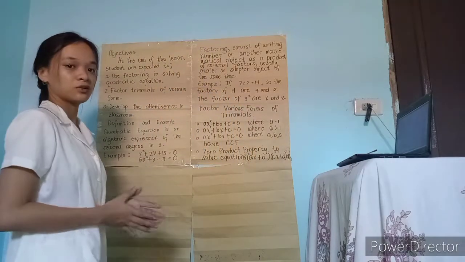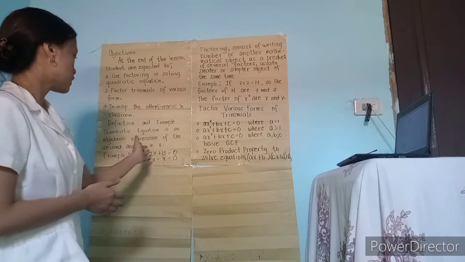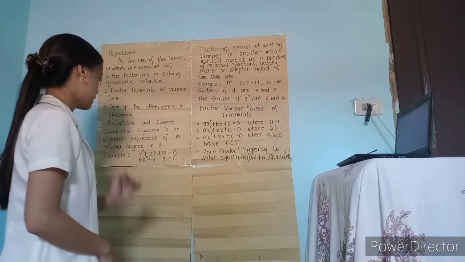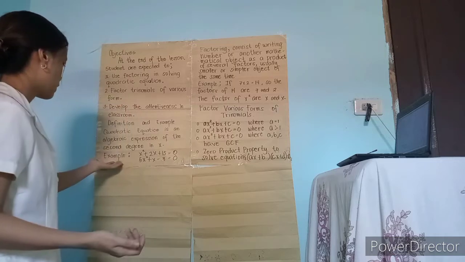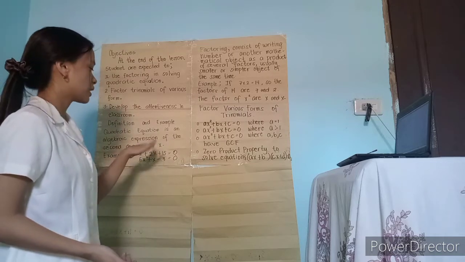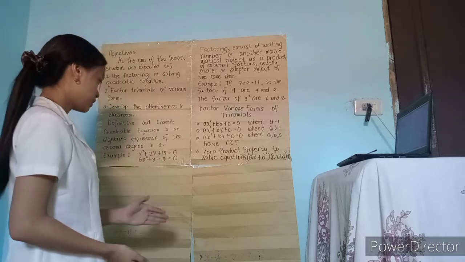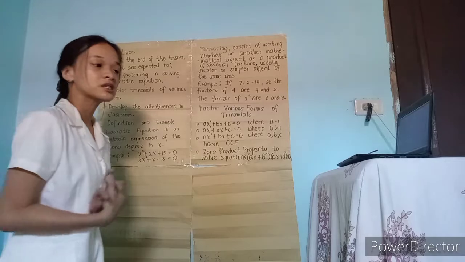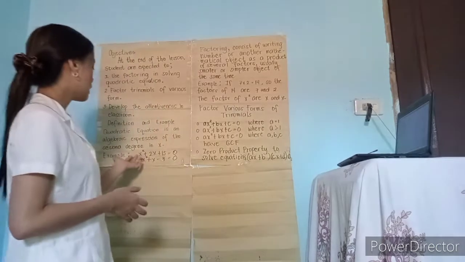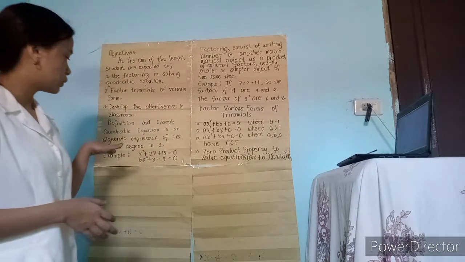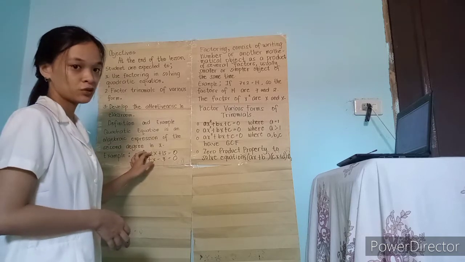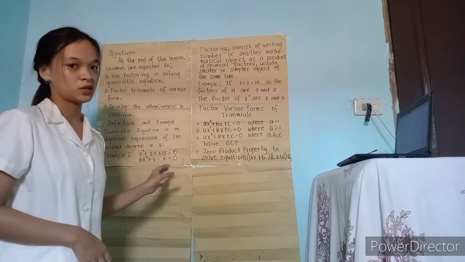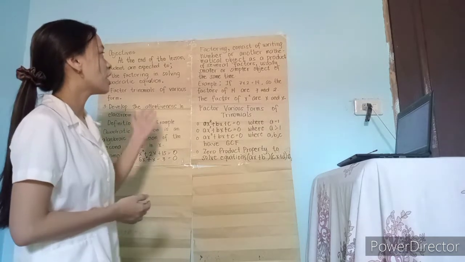So now let's first define the quadratic equation. What is a quadratic equation? A quadratic equation is an algebraic expression of the second degree in x. Here's an example: x squared plus 2x plus 15 is equal to 0. 5x squared plus x minus 3 is equal to 0. As you can see, the highest exponent here is 2. So that means this equation is a quadratic equation.